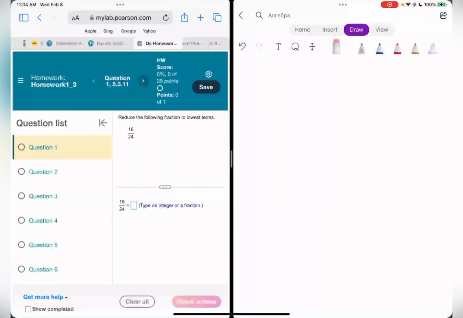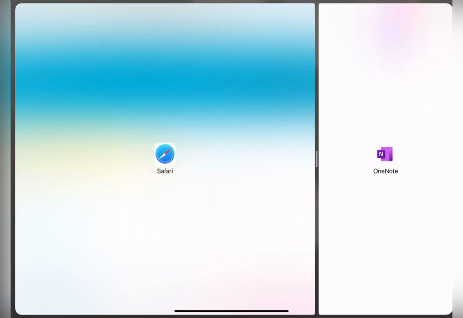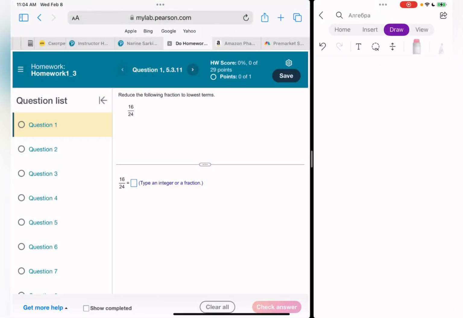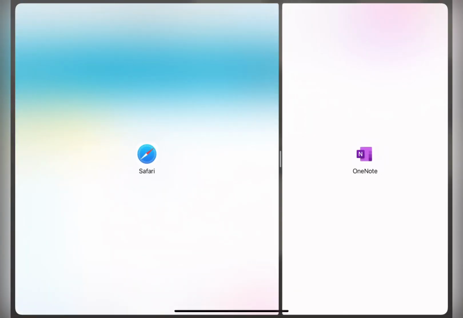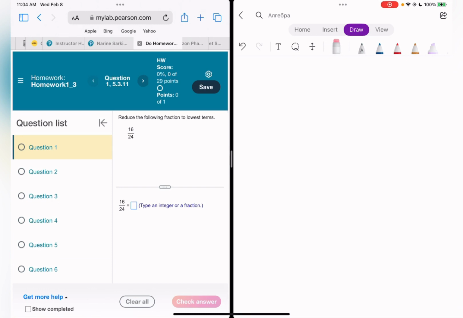Okay, we are doing homework 1-3. So what do we have here? We have the following fraction to reduce to the lowest terms, 16 over 24. Basically, we are figuring out by what number we can reduce. I can go slow. Both are even numbers, so 16 and 24, I can divide by 2.